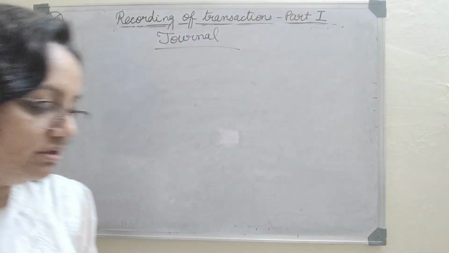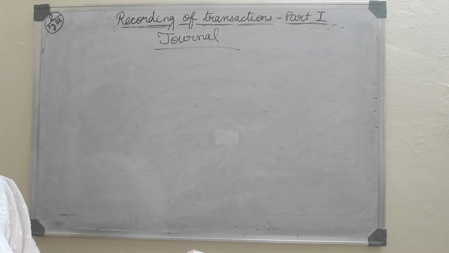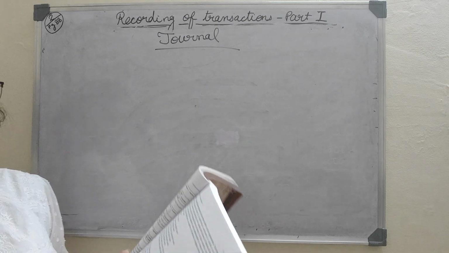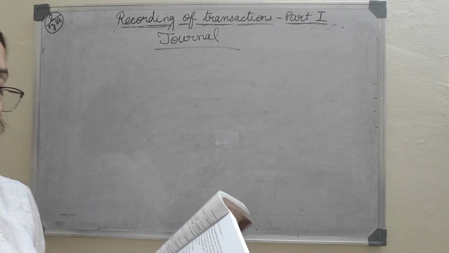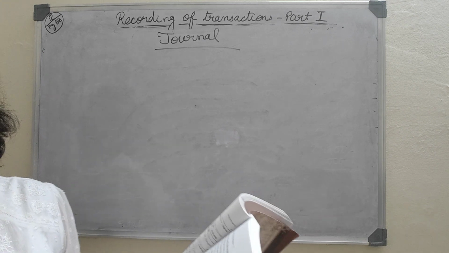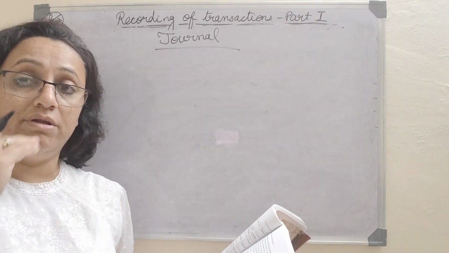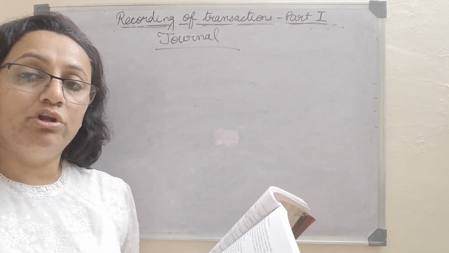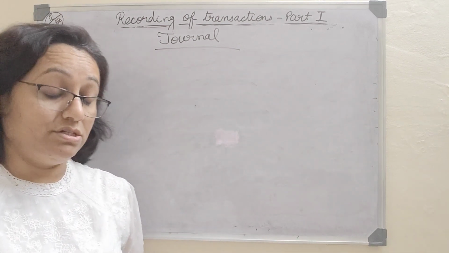About the journal, you have been given in the book about different things. Page number 61, it is given, it is the basic book of original entry. In this book, transactions are recorded in the chronological order. Chronological order means one by one. As it is instructed in the question, we will keep on recording them.